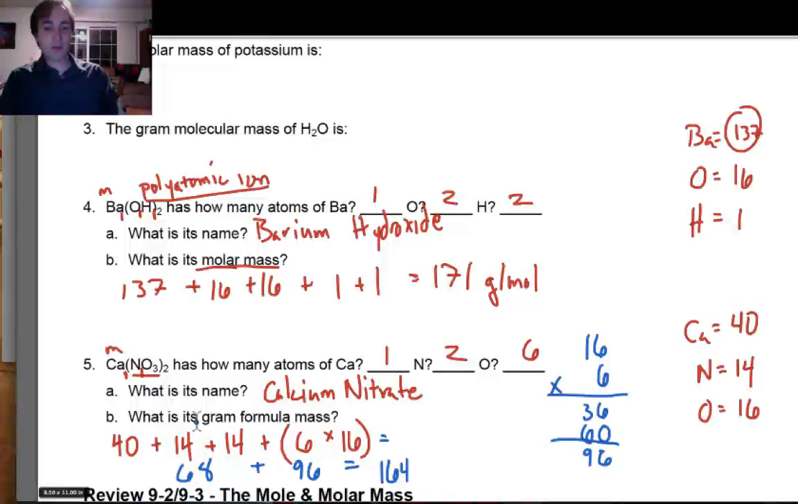Okay. So the last question is, what are the units? Well, they want gram formula mass. Anytime you see gram in the name of the mass that they're asking for, that means you simply just give it a unit of grams. So it'd be 164 grams equals 1 mole of calcium nitrate.